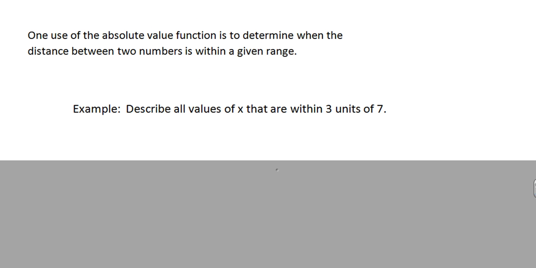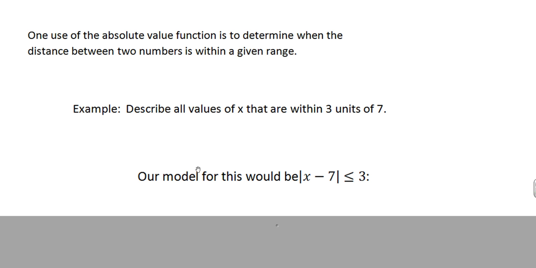One use of the absolute value function is to determine when the distance between two numbers is within a given range. So they want to describe all values of x that are within 3 units of 7. So we want numbers that are close to 7. They're no more than 3 units away from 7. So the number 6 is within 3 units of 7. The number 9 is within 3 units of 7.